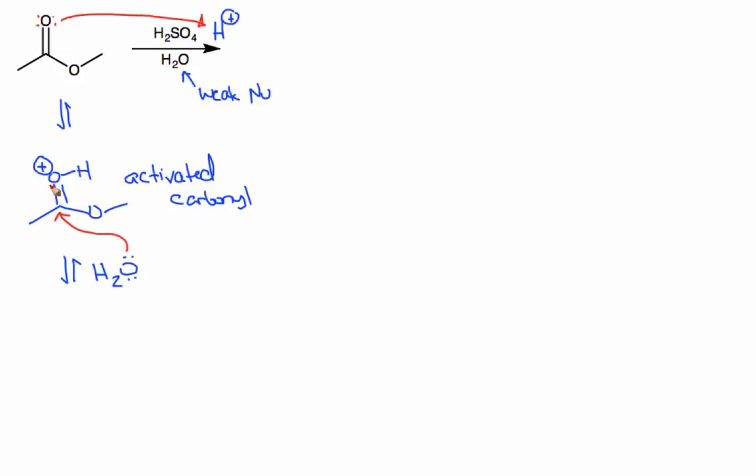This oxygen has a positive charge. It's electron deficient, so we can push these electrons from the pi bond up onto the oxygen. That becomes just an OH group, and now we have water attached to that carbon. We have three bonds on that oxygen, so we're going to give it a positive charge.